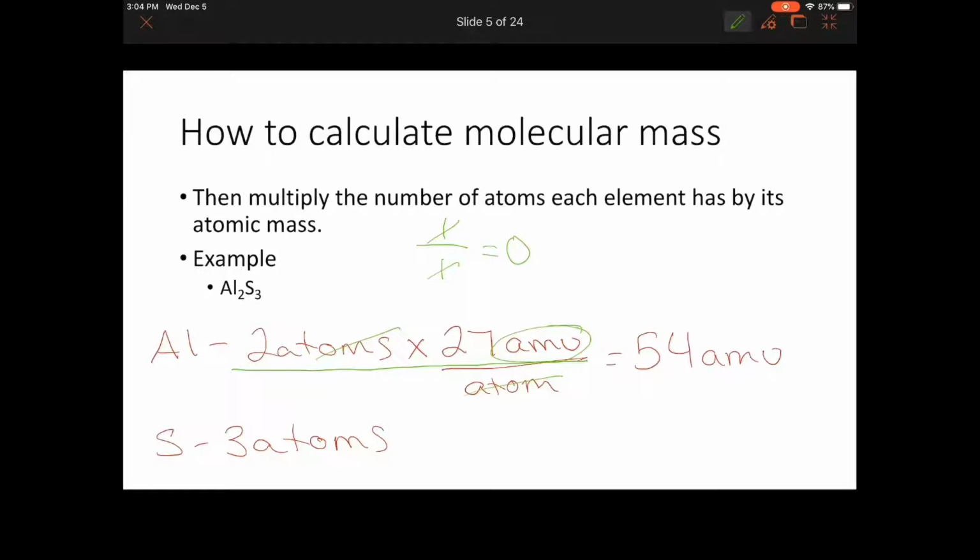All right, let's do the next one. So sulfur's atomic mass is 32 AMUs over atoms. So let's take 32 times 3, and we've got 96 AMU. This step is done.